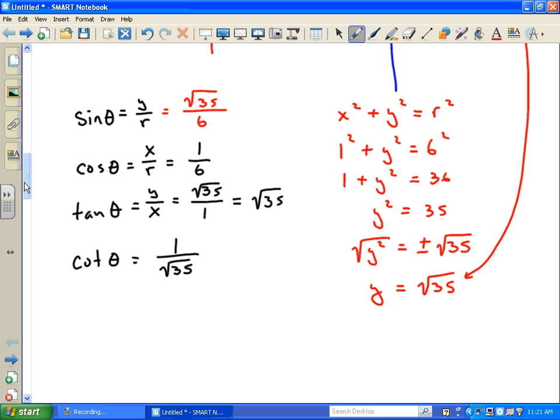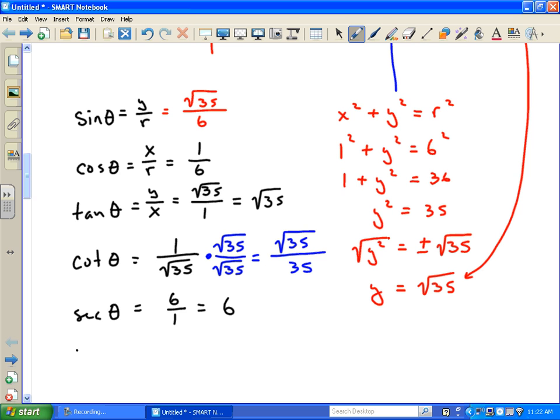Now we have run into a case where this needs to be rationalized. You need to get rid of the root in the denominator. Whatever the root in the denominator is, multiply both the top and the bottom by that same root. This reduces to the square root of 35 on the top, and then the square root of 35 times the square root of 35 is just 35. The root goes away. Now we need to do secant. Secant of theta is the reciprocal of cosine. Cosine was 1 over 6, so this will be 6 over 1, or just 6.